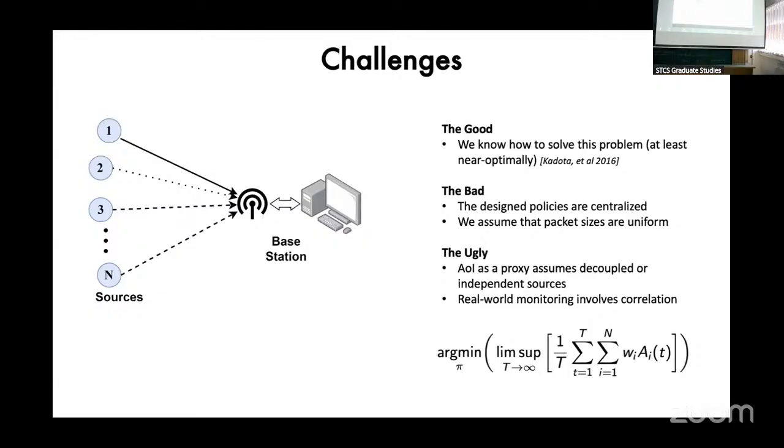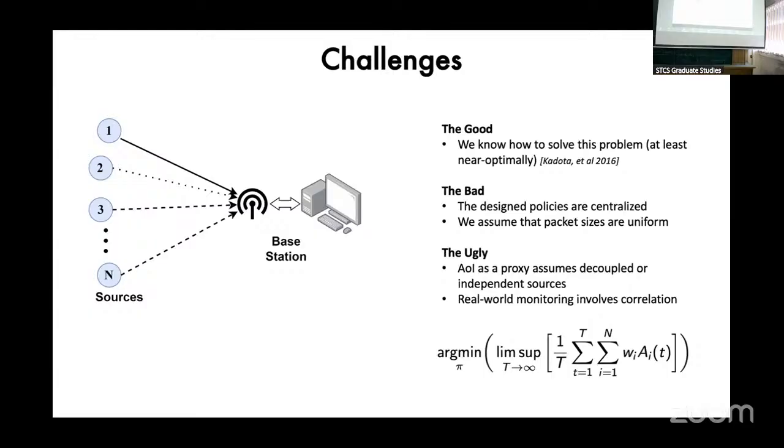The design policy needs to take a maximum over all possible sources. And it needs to know the age of information of all sources. So it needs to be centralized. You need this base station to pull information from these sources. So it's not like an 802.11 protocol or a Wi-Fi protocol based on CSMA, where they can decide when to transmit just based on their local state, right? So they're not distributed.